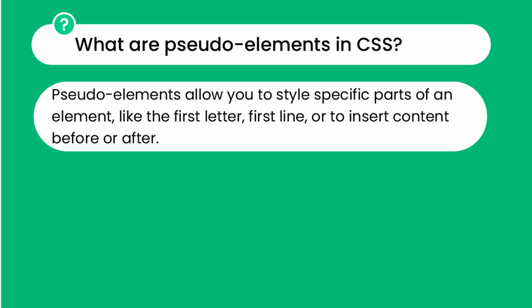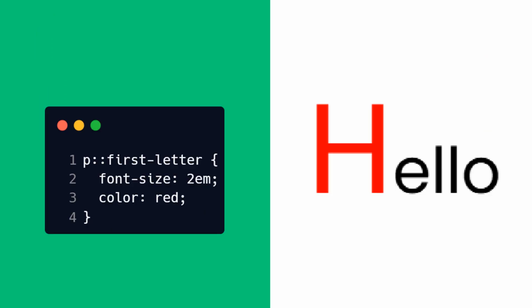What are pseudo elements in CSS? A pseudo element in CSS lets us style specific parts of an element without needing extra HTML. In this example, we are using the p::first-letter selector that targets just the first letter of a paragraph. So when the paragraph says hello, only H becomes larger and red, just like we see in the image. Pseudo elements are super handy for styling things like the first line of text or adding decorative content.